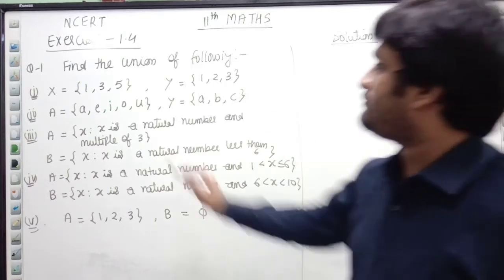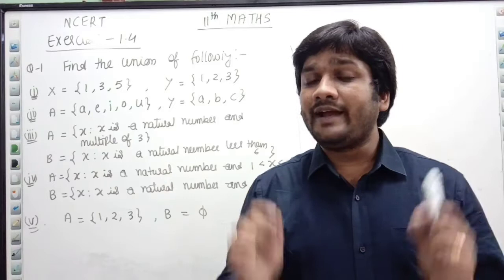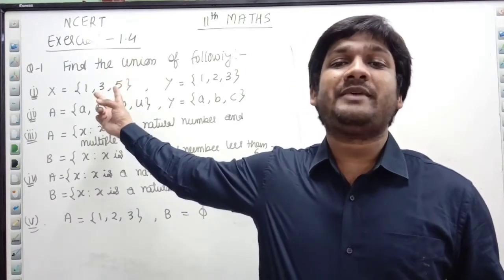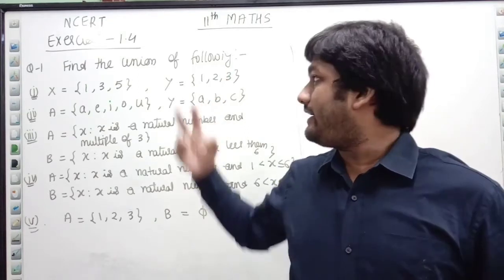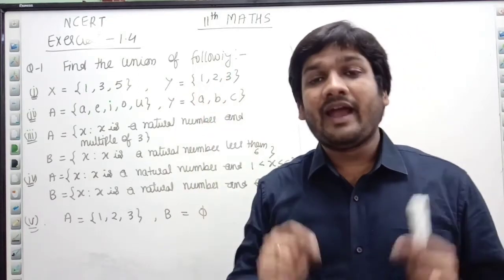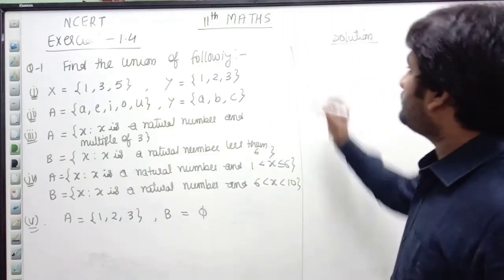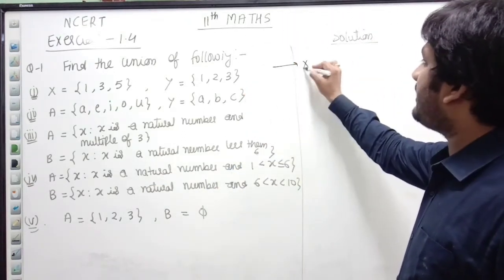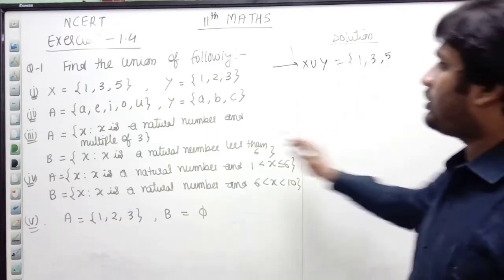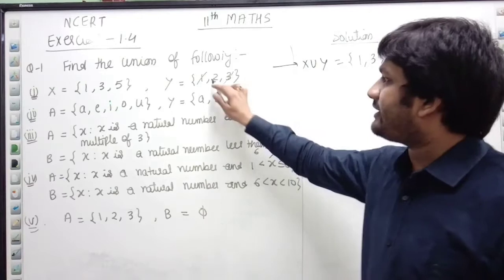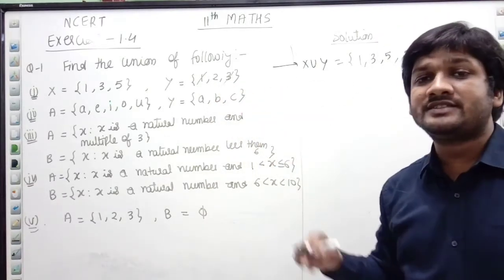So the first question, what we do in union: we write elements of the first set as well as elements of the second set, and writing the common element only once. So in the first question we have X union Y. First I will write 1, 3, 5. Now 1 I have already written, 3 I have already written, so what is left? 2. So X union Y of the first is 2.